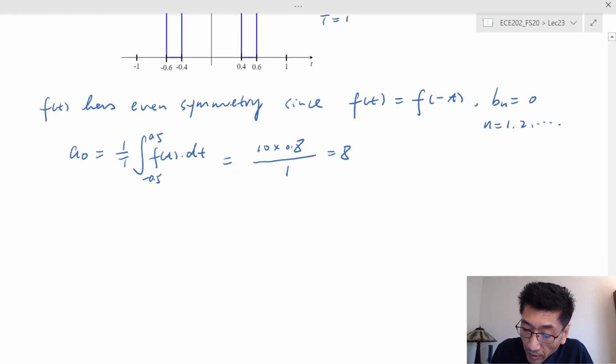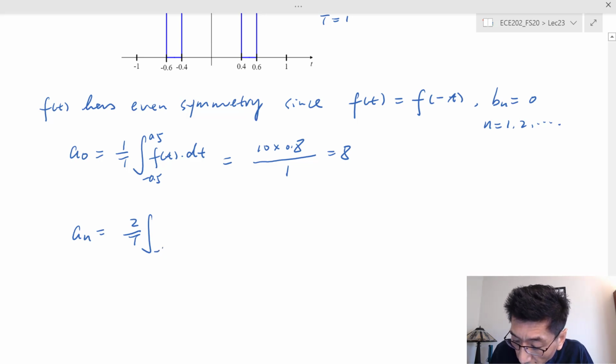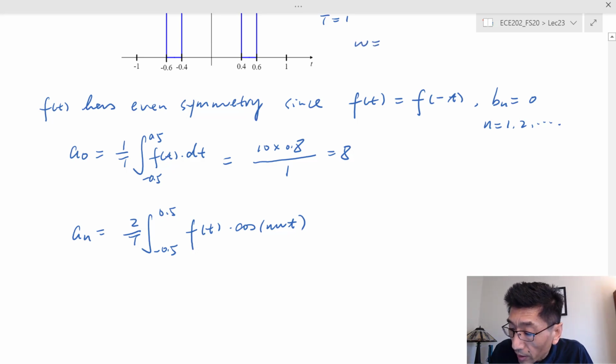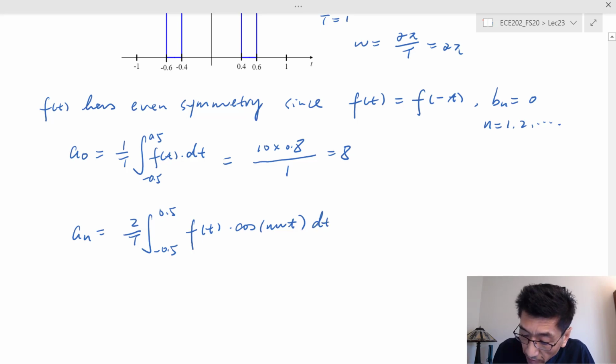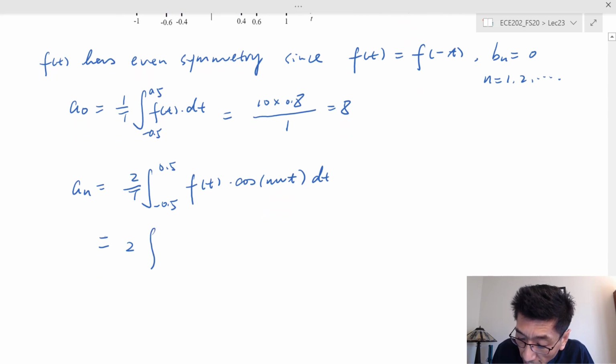And let's look at the Fourier coefficients for the cosine terms, a sub n. A sub n, we know that's 2 over T, and we choose from negative 0.5 to 0.5, f of t times the cosine of n omega t. And since T is equal to 1, omega is equal to 2 pi over T, that's equal to 2 pi. And so we have 2, since T is equal to 1, so I'm not writing that divided by 1.